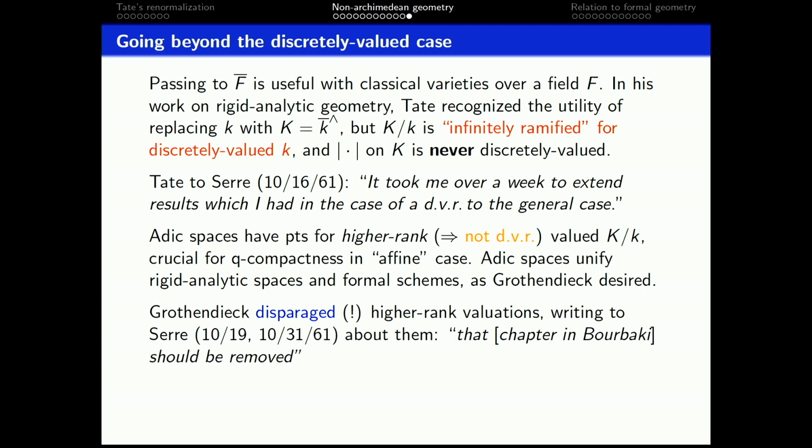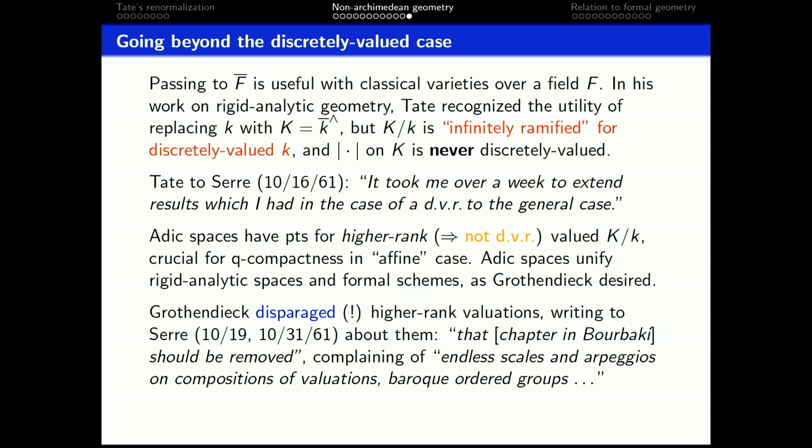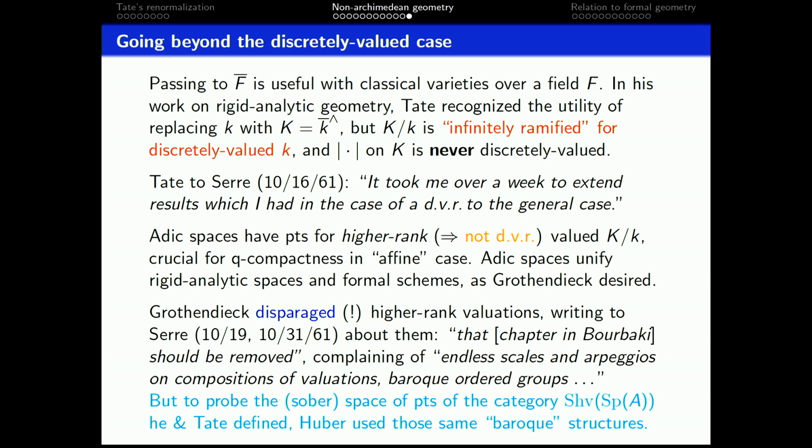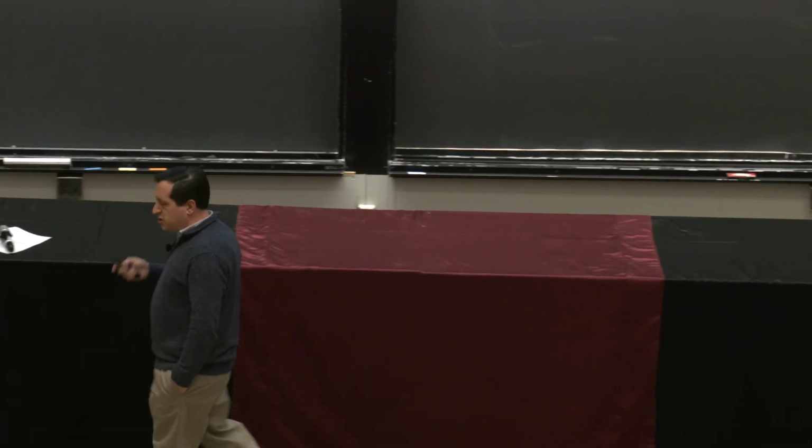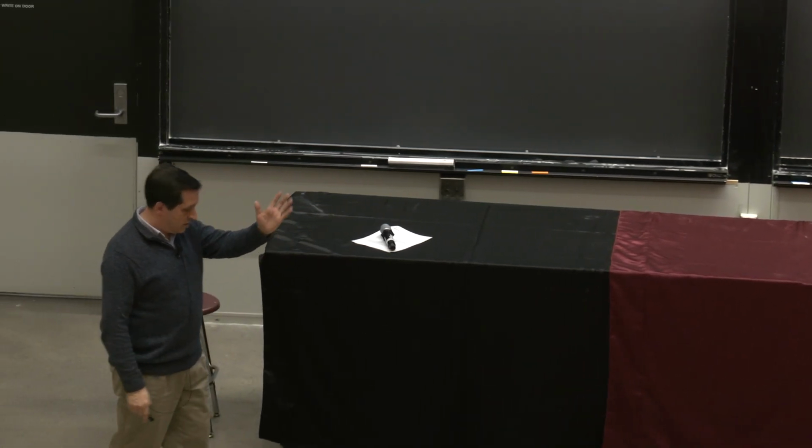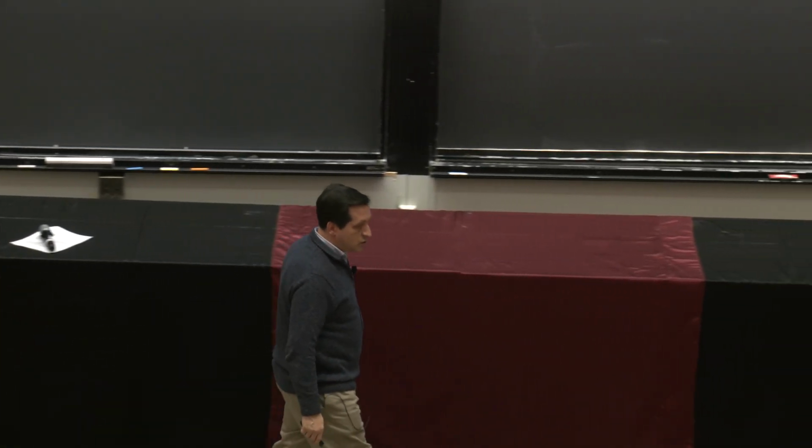So he wrote to Serre in October of '61 complaining about this chapter in Bourbaki on general valuation rings. Like, get rid of it. Awful stuff. Composed valuations, all these ordered groups. Horrifying. And yet, strangely enough, it's exactly these features that allow you to understand the topology of the adic spaces as well, which are exactly the ones that provide the unification that he was looking for. So, go figure. Okay. So that's non-archimedean geometry in a nutshell, and some of the developments that came up along the way in turning this into a robust theory.